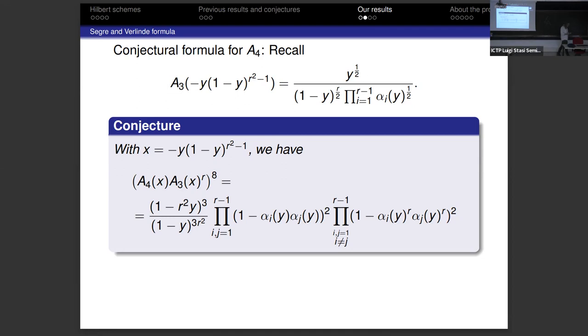So this is just a conjecture. We know that this is true, but our proof does not extend to that. The first product is over all i and j, and the second one is only where they're different. Yes.